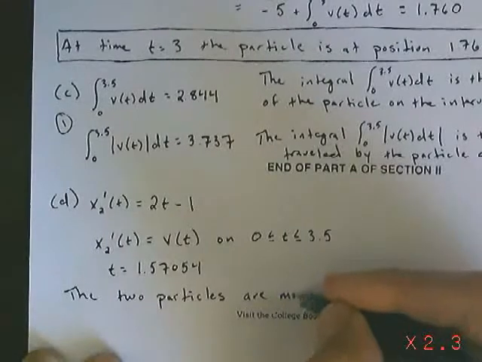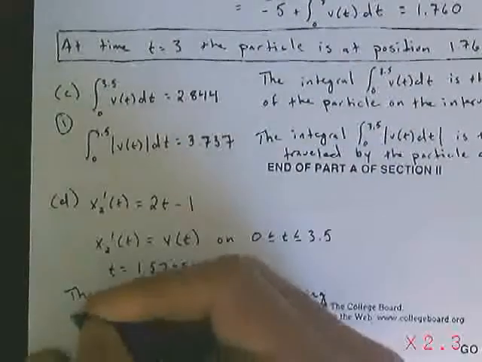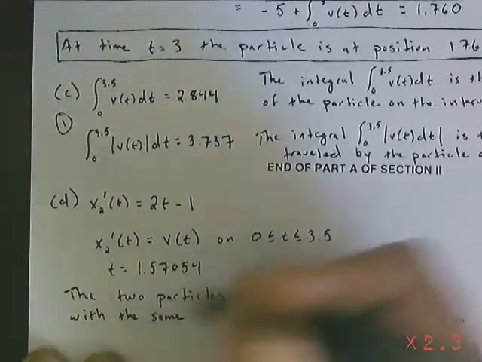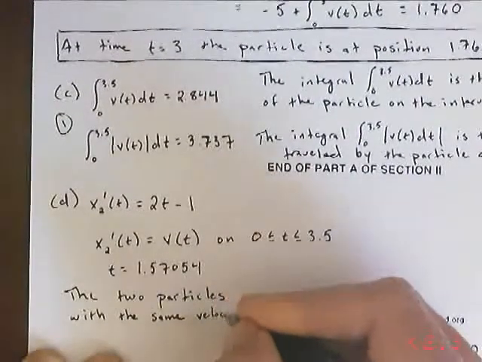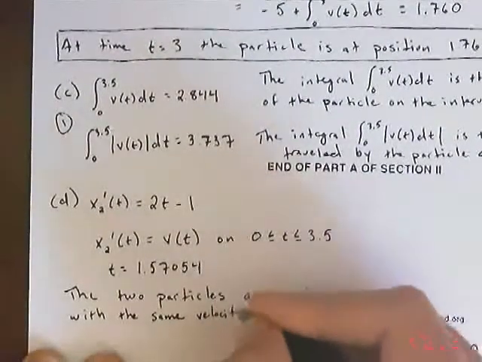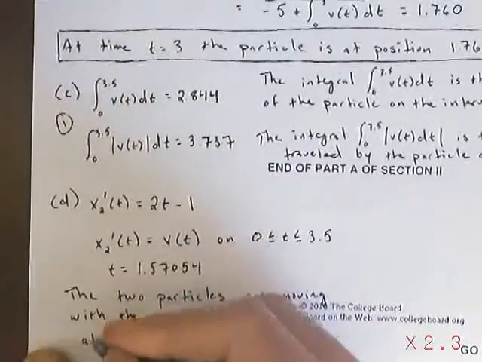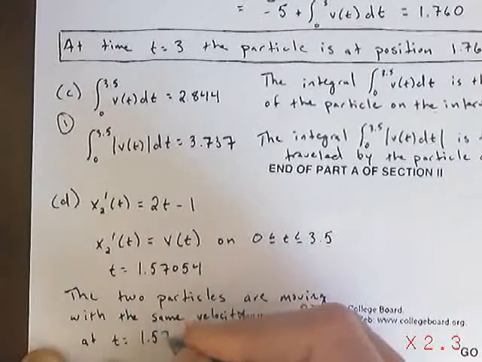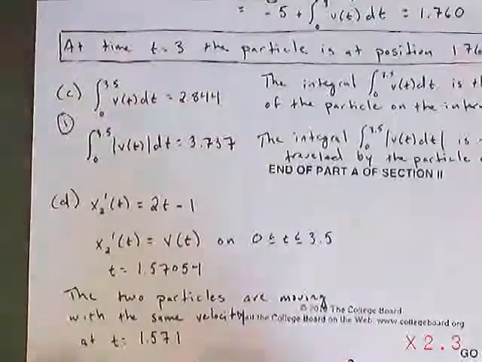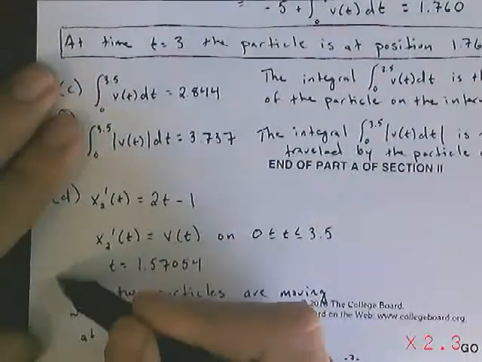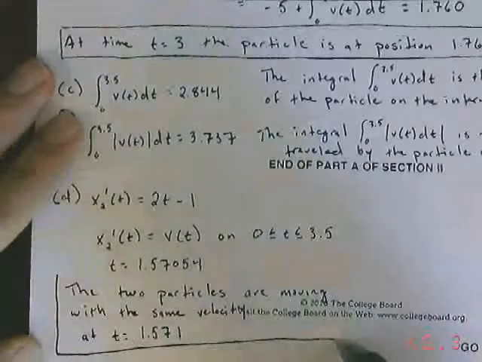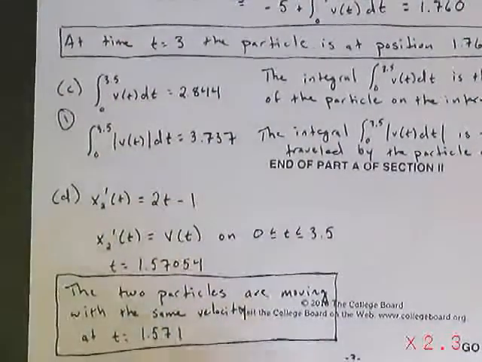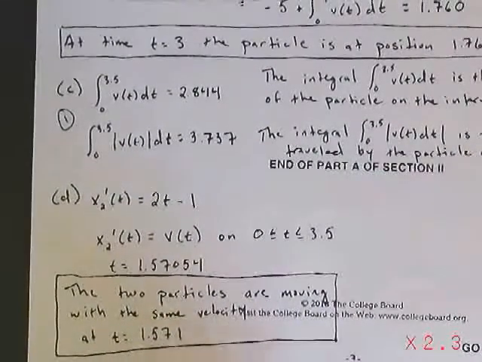are moving with the same velocity at t equals 1.571. And again, there's no units here, so don't default into saying seconds. I don't know if they would be petty enough to mark you off for that, but they might. So leave it unitless because we do not know what the units are.